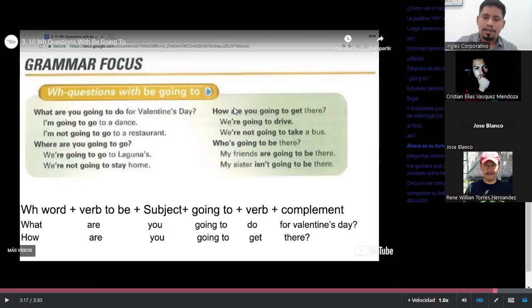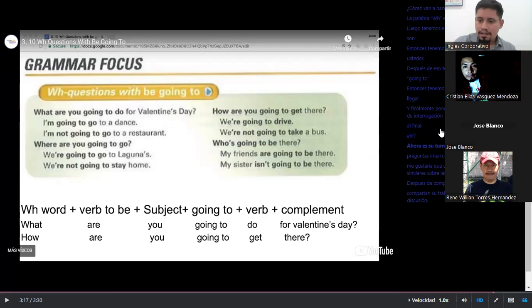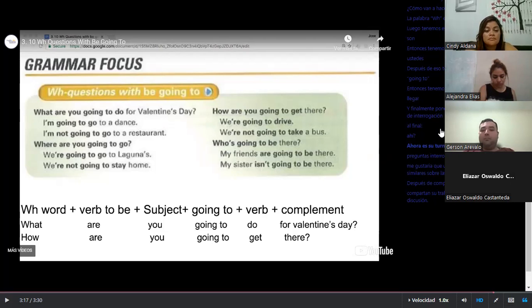I'm gonna work. Repita después de mí, René, y puede utilizar la expresión así. La misma idea, solo que acortando la pronunciación. I'm gonna work. I'm gonna work. Okay, excelente. Muy bien. Let me ask you, Alejandra, you there?